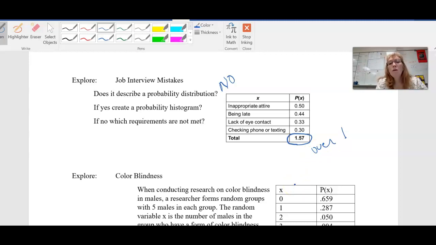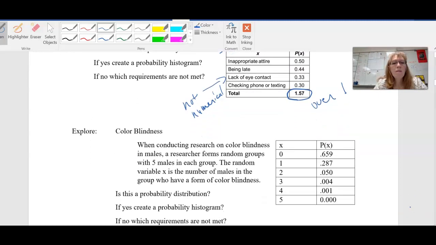Could I create a histogram? Sure, but it would not be a probability histogram. Also, these here are not numerical. So since these are not numerical and this is over 1, it does not meet 2 of the 3 requirements. All right, let's look at the next one.